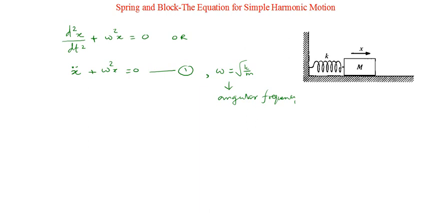Solving the differential equation means you have to find out the variable included in the differential equation. So in equation number 1, solving the differential equation means you have to find out the variable. What is the variable here? x is the variable here, right? Omega is a constant, so x is the variable.